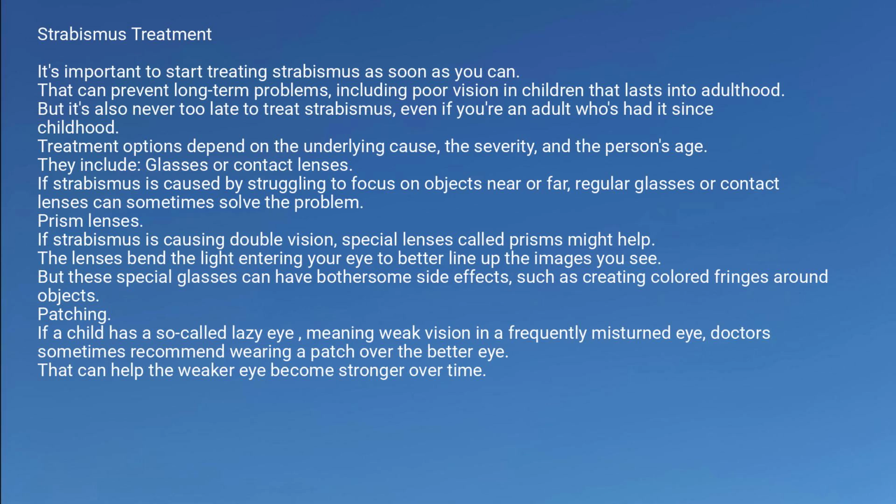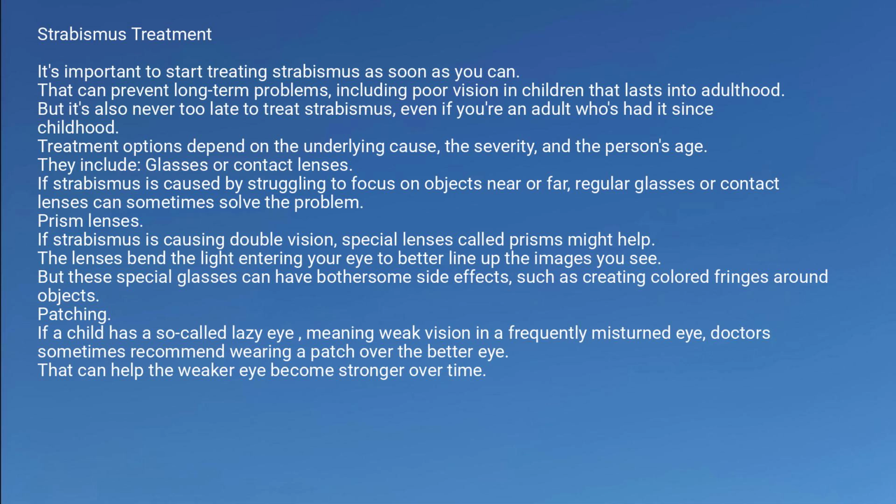Strabismus treatment. It's important to start treating strabismus as soon as you can. That can prevent long-term problems, including poor vision in children that lasts into adulthood. But it's also never too late to treat strabismus, even if you're an adult who's had it since childhood. Treatment options depend on the underlying cause, the severity, and the person's age.